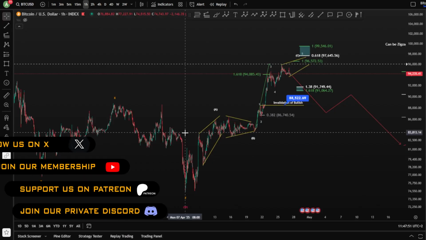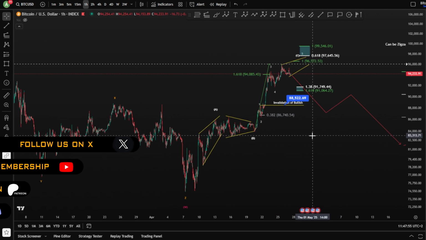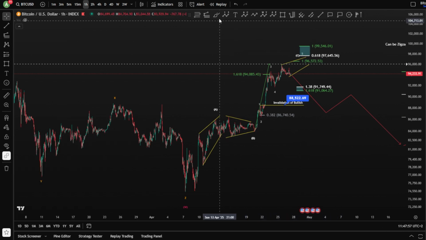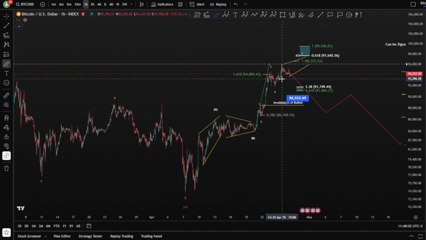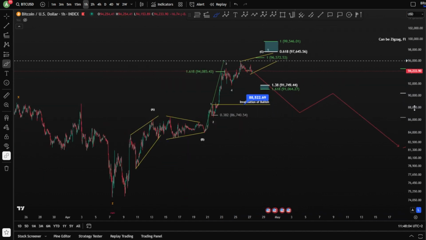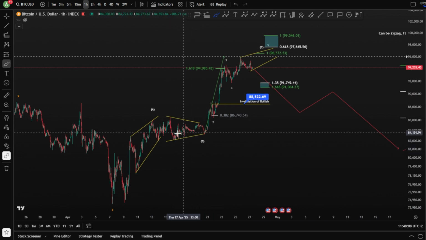Hello everyone, welcome to a new video for Bitcoin price prediction based on Elliott wave analysis. This is indicator analysis. We're going to dive deeper into every indicator to see how it works in comparison with our Elliott wave analysis, and we're going to see what is the highest possibility.